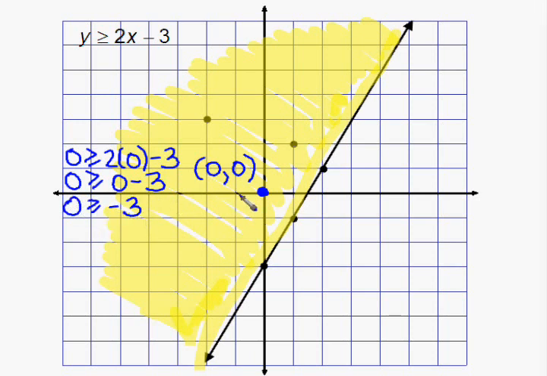So when the test point works, you want to shade the side of the line that contains the test point. If the test point does not make the inequality work, you want to shade the side of the line that does not contain the test point.